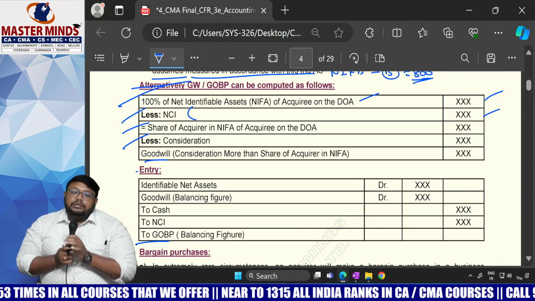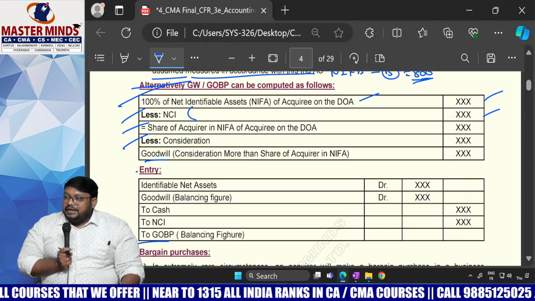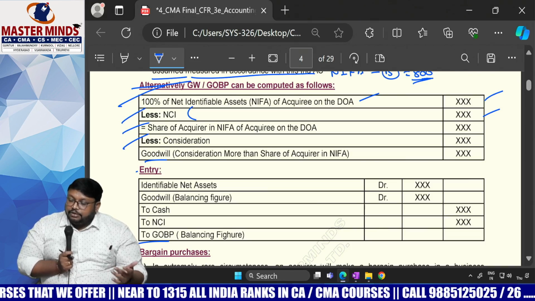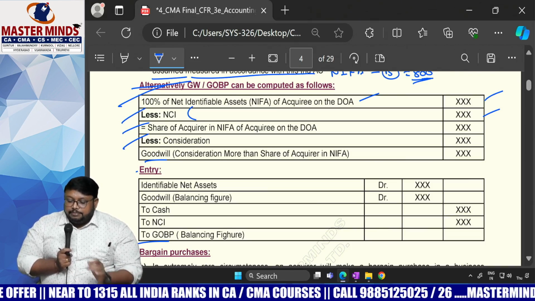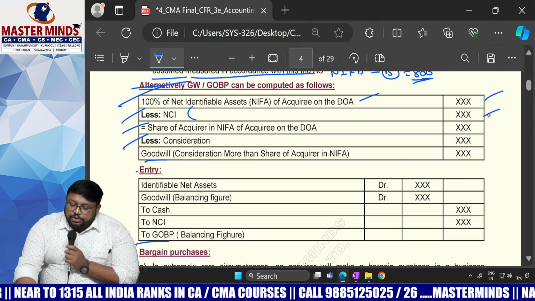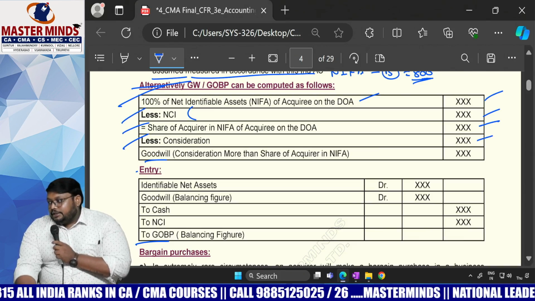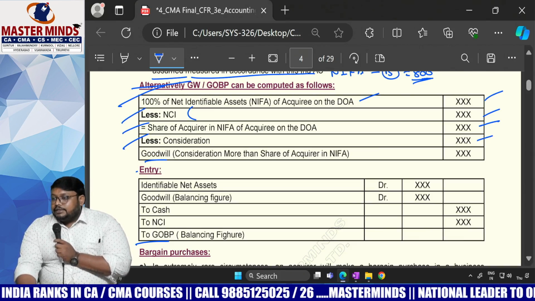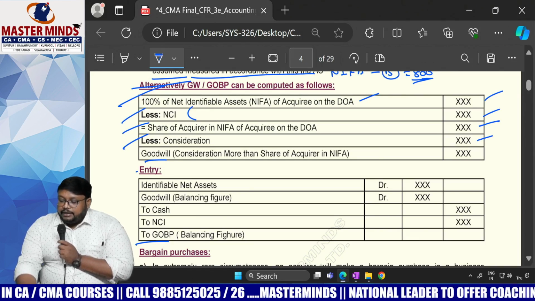In the question, they can ask you both cases. So prepare NCI either on a fair value basis or based on the proportionate share in the net asset basis. Then you will get the parent share and compare that parent share with the consideration. If consideration is more than parent share, goodwill; less than parent share, gain on bargain purchase.